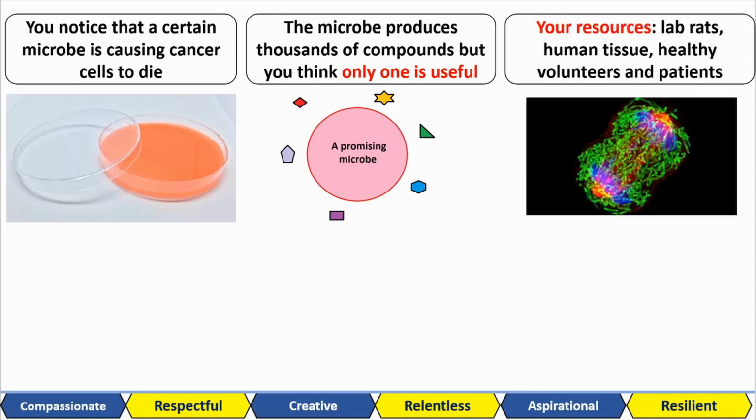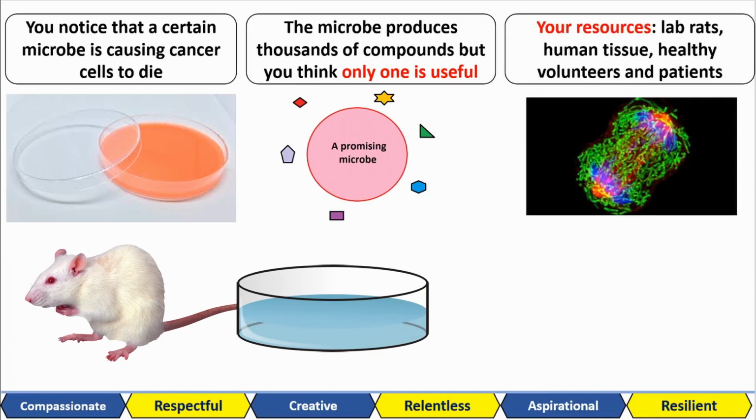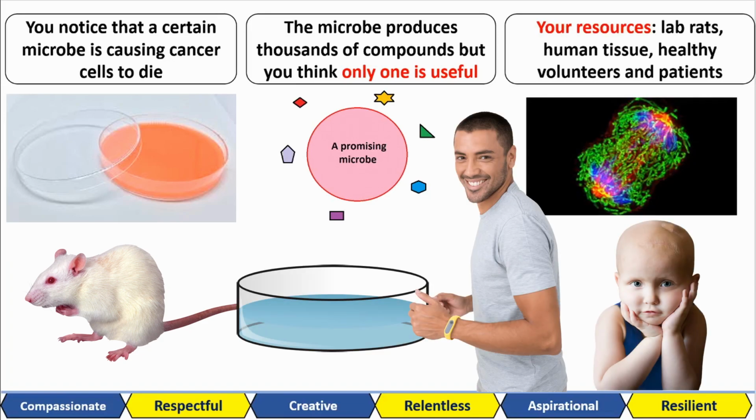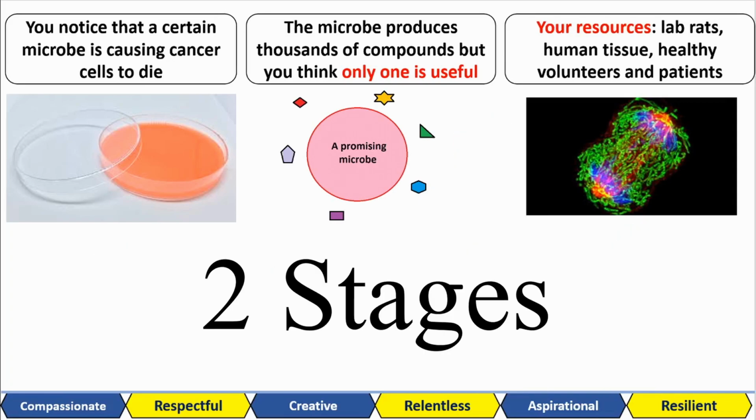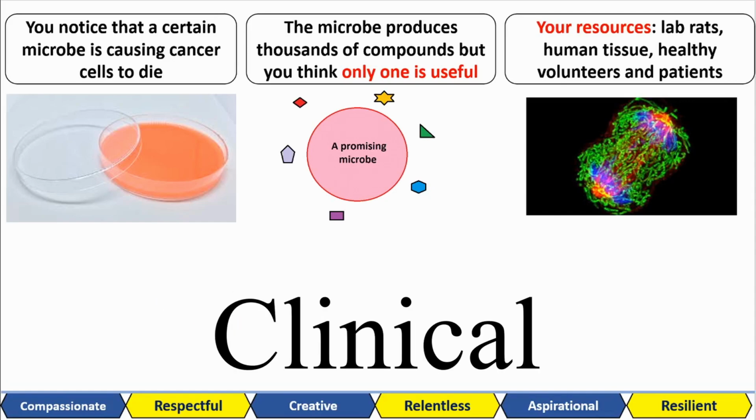These are the resources that you have. You have lab rats, human cells and tissues, healthy volunteers, and cancer patients. There are 2 testing stages that you need to do. You have your preclinical testing, and then you have your clinical testing.